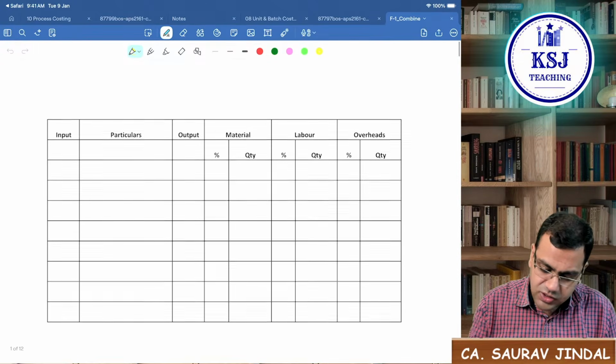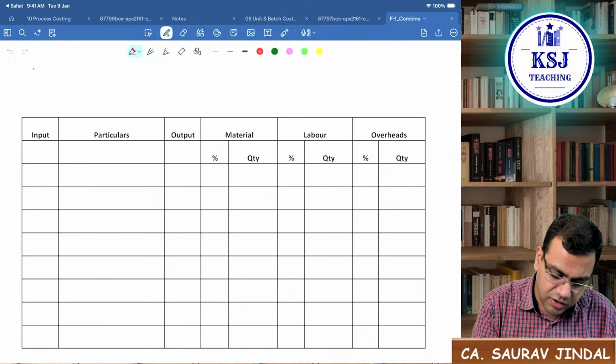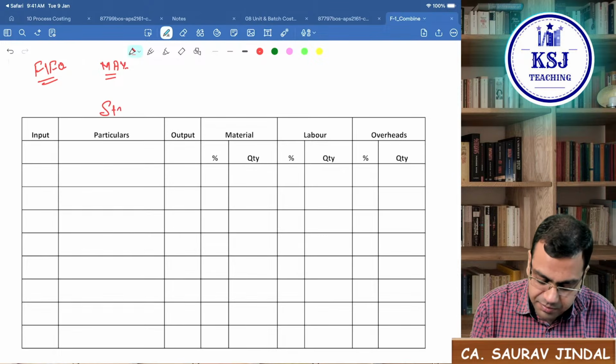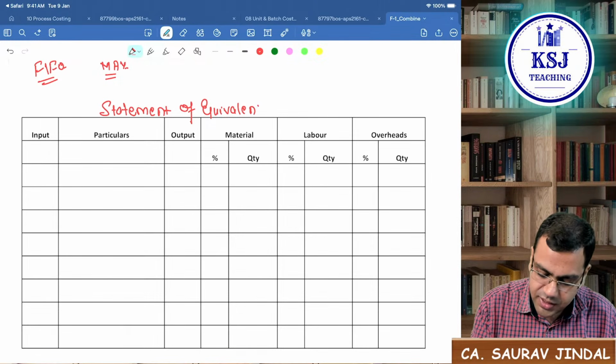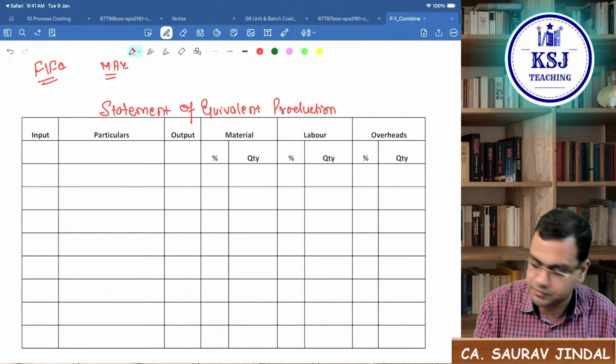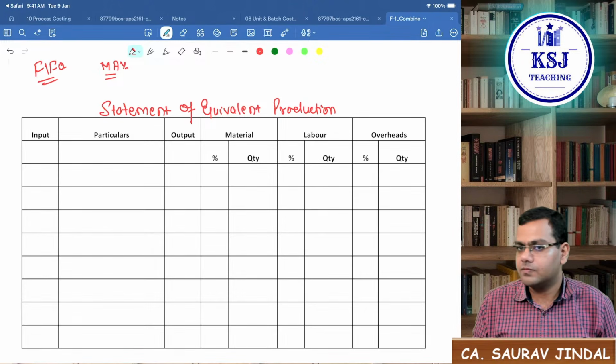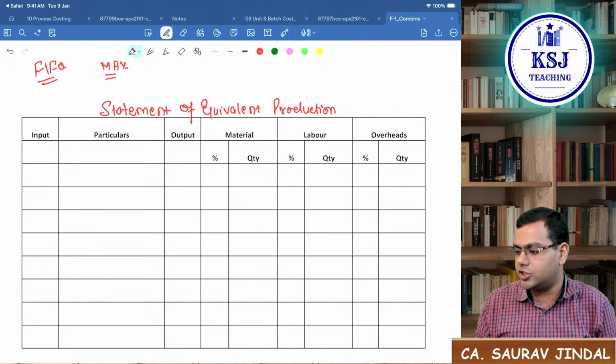Let's do it. I have the format here. So first I will do it by FIFO method for the month of May. First thing I'll do is prepare the statement of equivalent production.